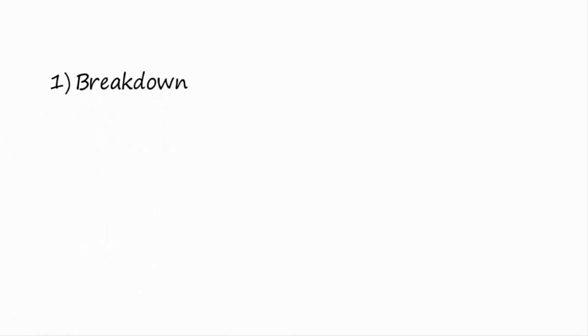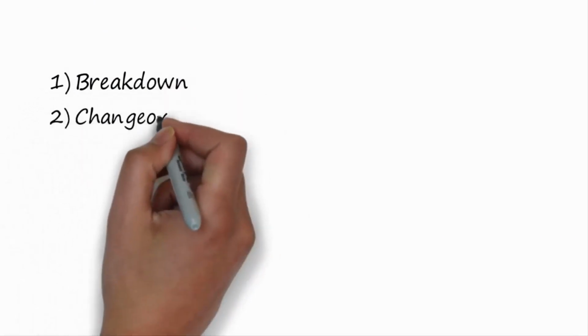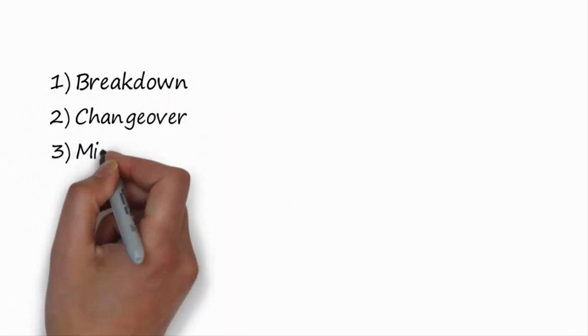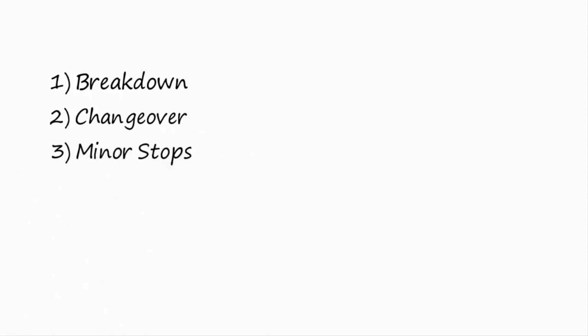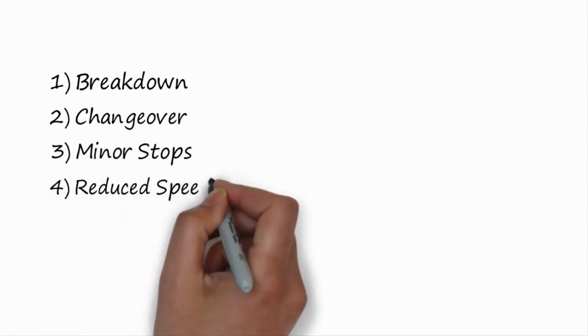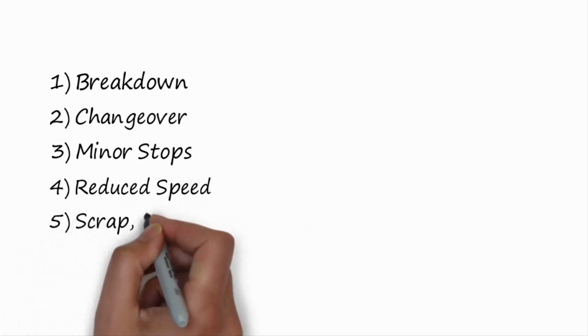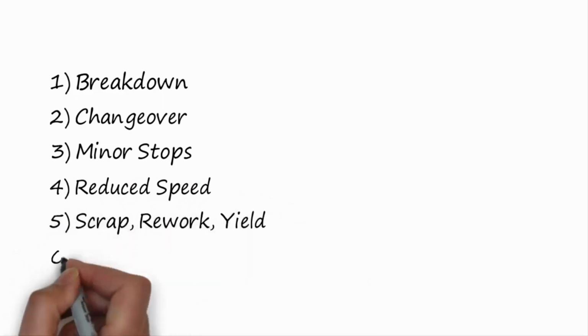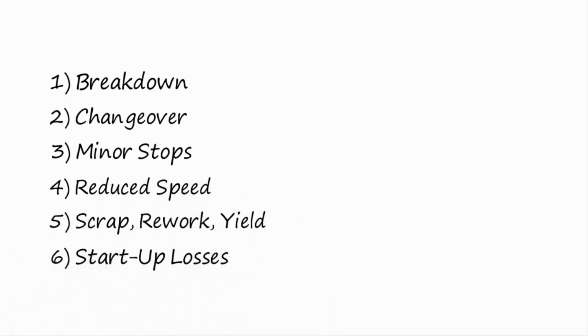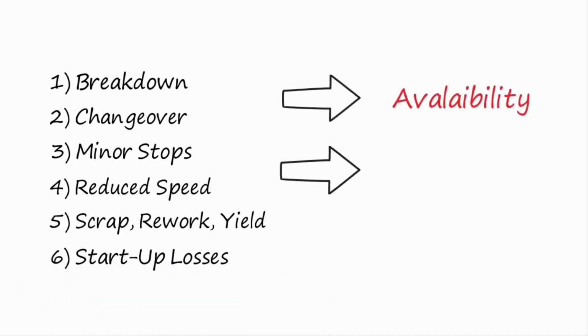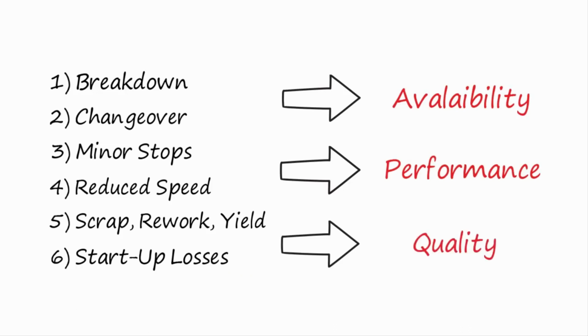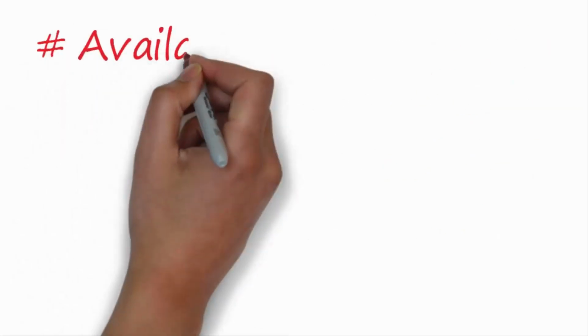The 6 big losses are: 1. Breakdown, 2. Changeover, 3. Minor stops, 4. Reduced speed, 5. Scrap, rework, yield, 6. Startup losses. The 6 big losses can be grouped into 3 categories: availability, performance, quality. Let us go into details.